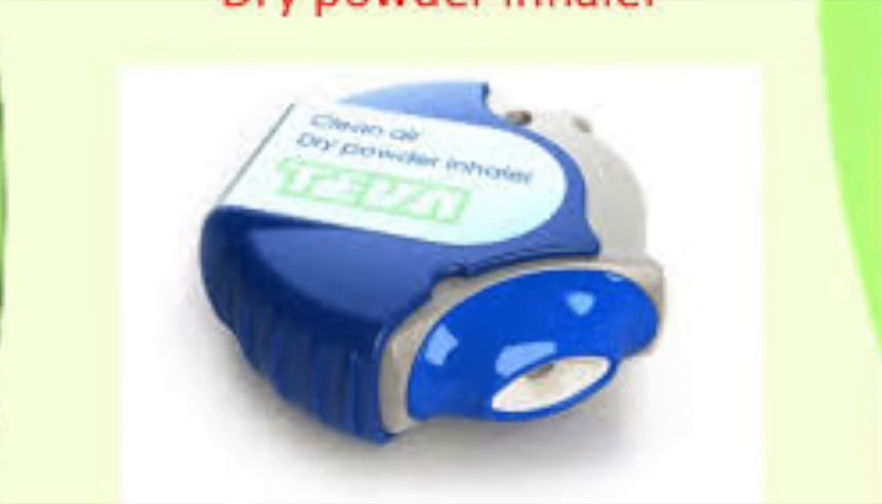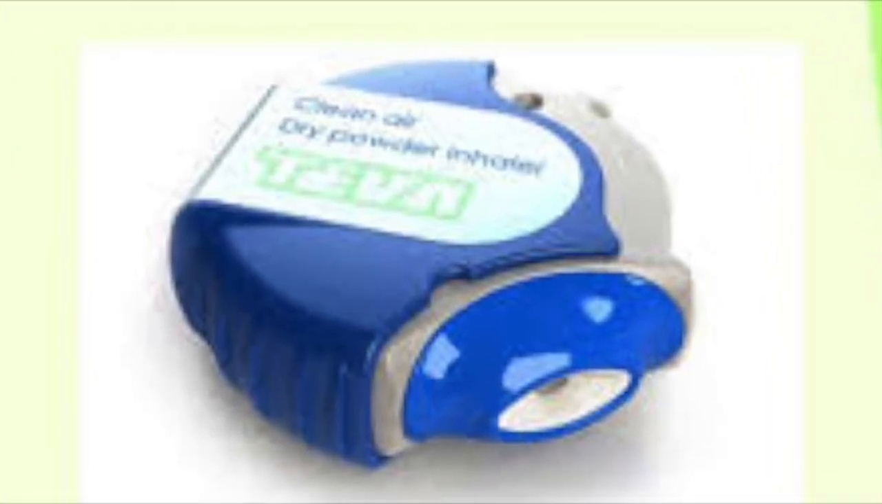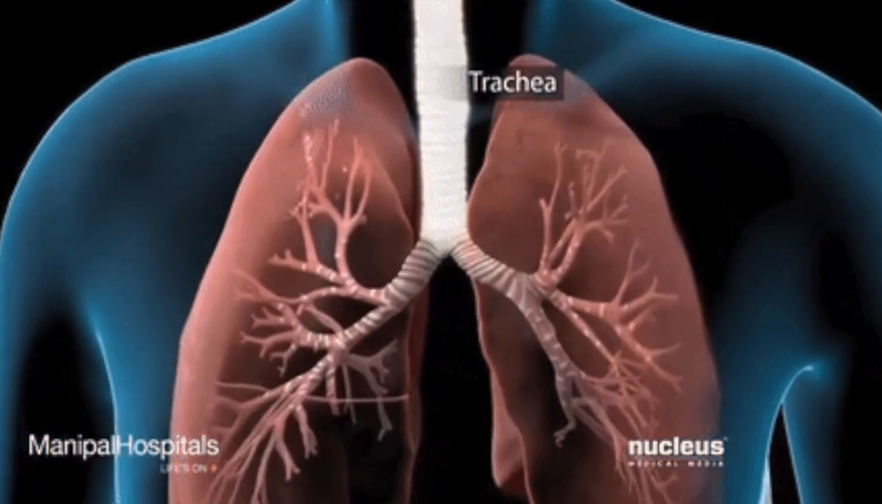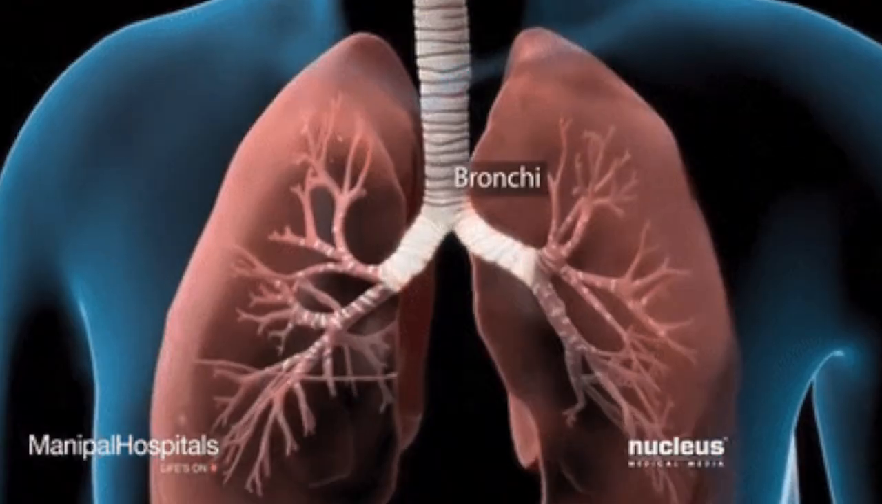Hi guys, my name is Kristine and today I'm going to be demonstrating for you the correct way to use your dry powder inhaler or DPI. Firstly, let's talk a little bit about what a DPI is and what the benefits are of using one. A DPI is a small handheld device that delivers medication directly to your lungs in order to help you breathe easier. There are many different types of medications that can be delivered through the DPI to treat your asthma.